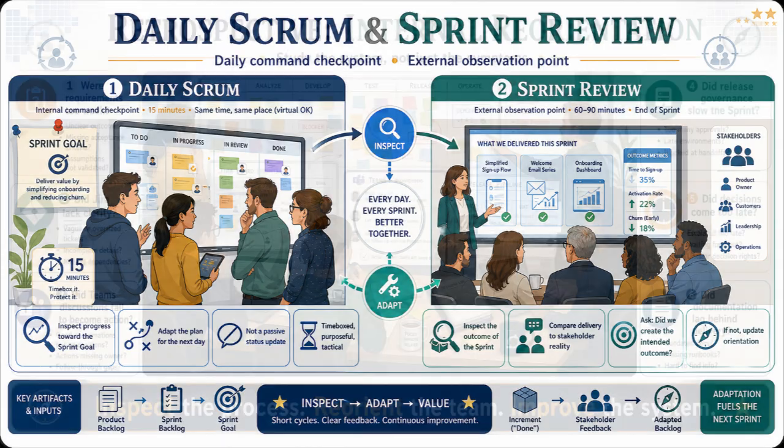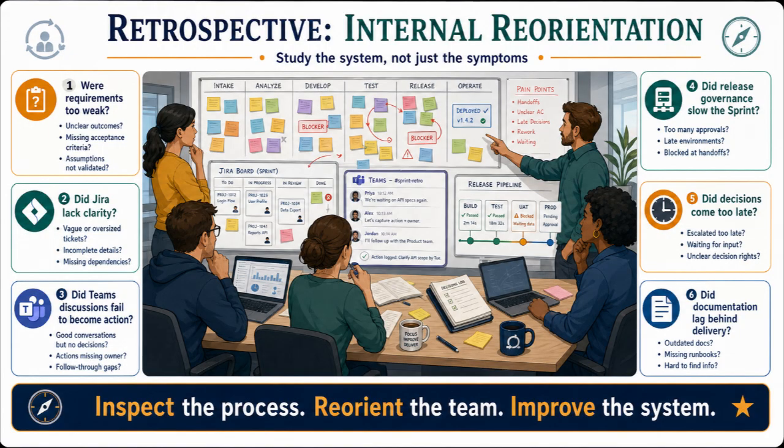The retrospective becomes the internal reorientation point. It is where the team studies its own system. Did work get blocked because requirements were weak? Did Jira lack clarity? Did Teams conversations fail to translate into action? Did release governance slow the sprint? Did the product owner make decisions too late? Did documentation lag behind delivery? The retrospective should produce one or two concrete system improvements, not vague statements like communicate better.